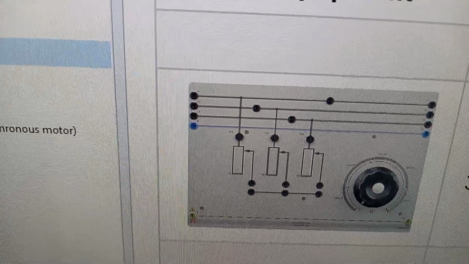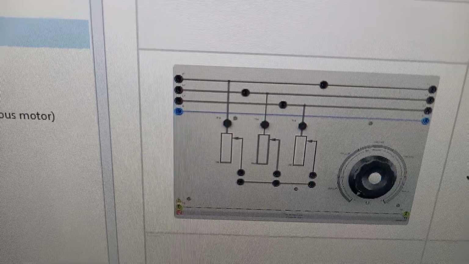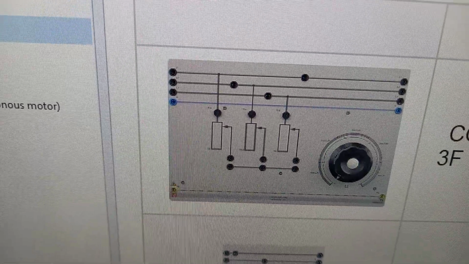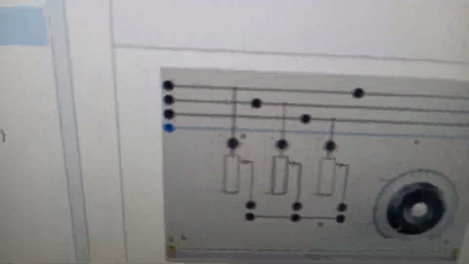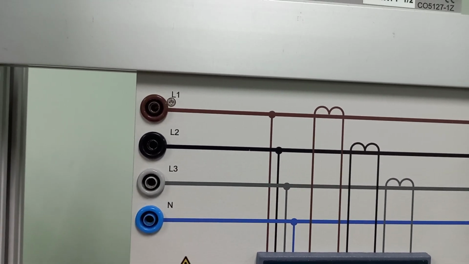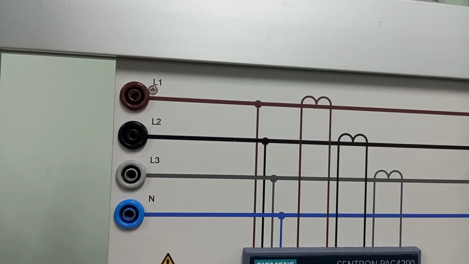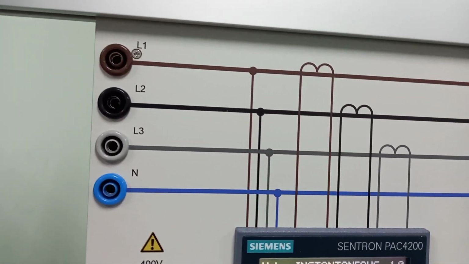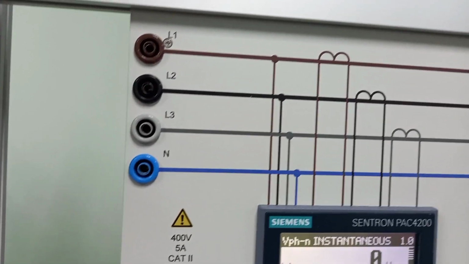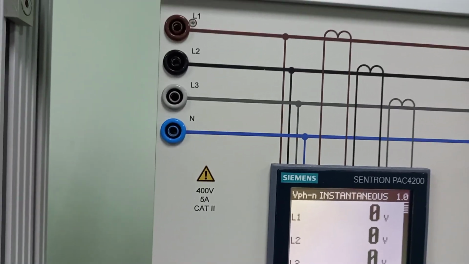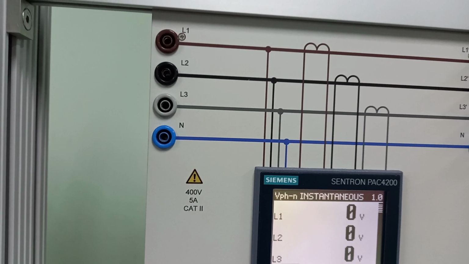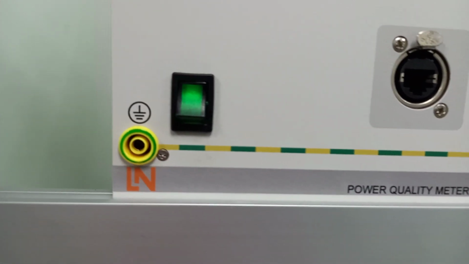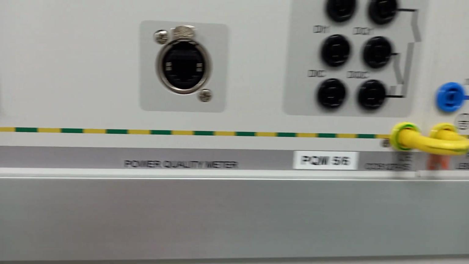I think you may not be able to see it clearly, but anyhow, I will tell you. The first color is brown or chocolate, and then black and L3. This one is clearer. So L1 is chocolate or brown color. And then L2, black color. Next, L3, gray, and neutral blue. Different compared to the Malaysian standard, right? Blue is considered one of the phase lines. And for the grounding, we have yellow and green colors.